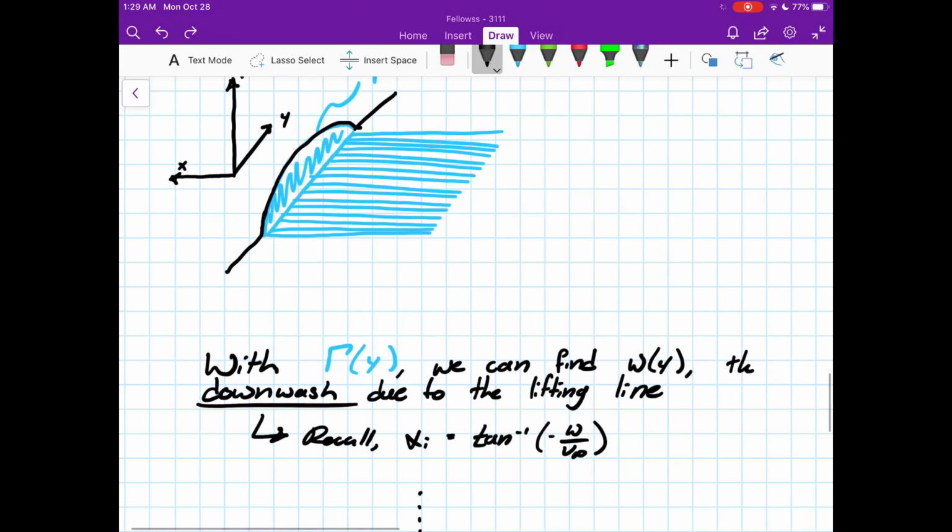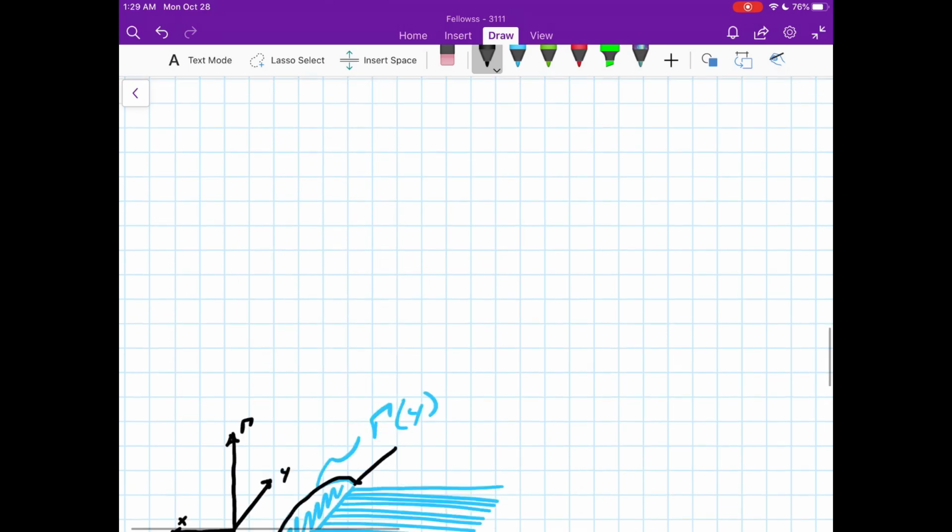With this gamma of y, we don't want to show the goods too quick. With gamma of y, we can find w of y, right? If we have v as u, v, w, w is the z component. So our velocity is u, v, w, and w is our z component. This is the downwash due to the lifting line, right?